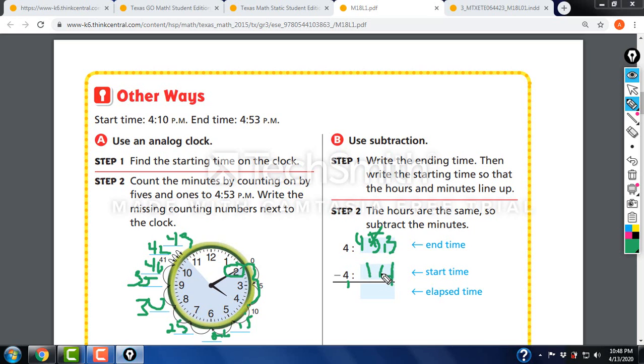So we are looking at 4:53. Oops, did I do that wrong? I'm sorry.